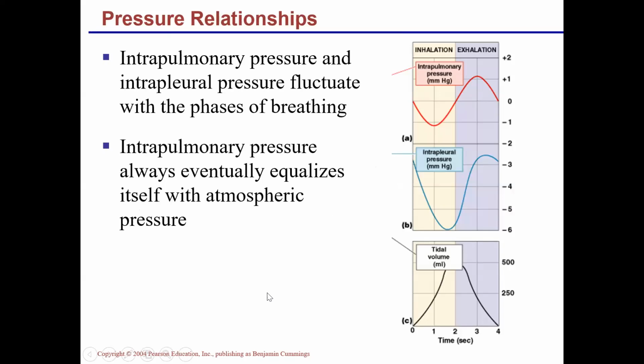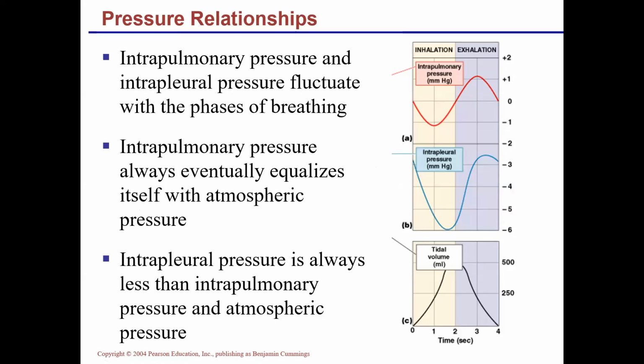Okay, so this diagram shows the pressure difference in different areas. This one, see, is intrapulmonary pressure. What is that? It's the pressure in the alveoli, right? This is the intrapleural pressure. That is the pressure changes inside of the pleural cavity.